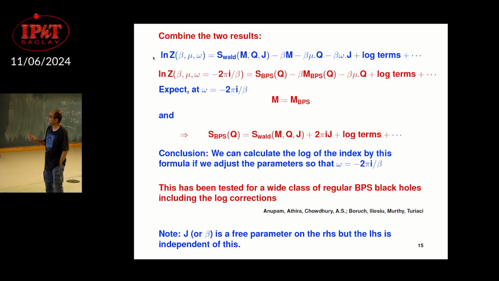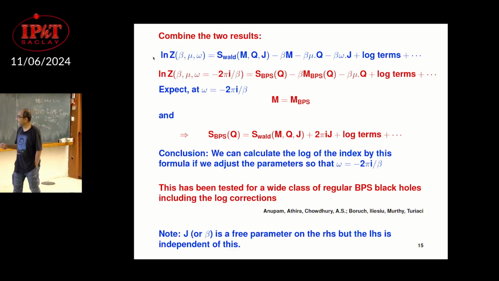Once you set M equal to M_BPS, all these terms cancel: beta M cancels beta M_BPS. But this one doesn't cancel: minus beta omega dot J is still there. We have set beta omega equal to minus 2 pi i. So by comparing these, we now get S_BPS is S_wald plus 2 pi i J plus logarithmic terms.